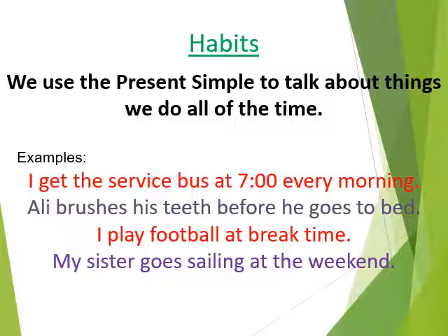If I try to say I get the service pass at 7 a.m. every day, every morning, that means that every day and every morning I get the service pass. Why didn't I say I gets? Because it's I, not he or she or it. You should keep that in mind. He, she, or it takes s, but I, you, they don't take s at the end of the sentence.